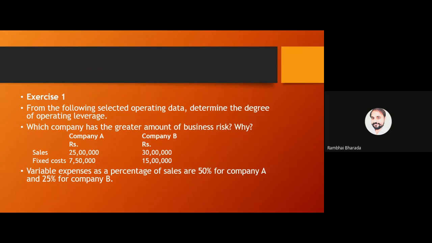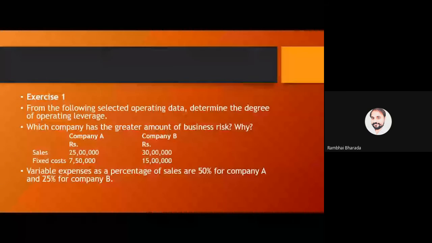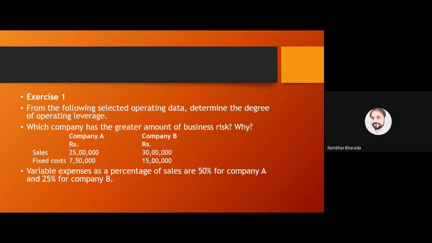Okay. Similarly, go for company B. Total sales of company B is 30 lakhs, and 30 lakhs minus variable cost. It is 25% of 30 lakhs. Calculate the 25%, and that is 7 lakh 50,000. If you deduct this amount, you will get the contribution, and contribution is 22 lakh 50,000. Am I right? Yes. Are we clear about the contribution? Yes. For company A, it's 12 lakh 50,000, and for company B, it's 22 lakh 50,000.